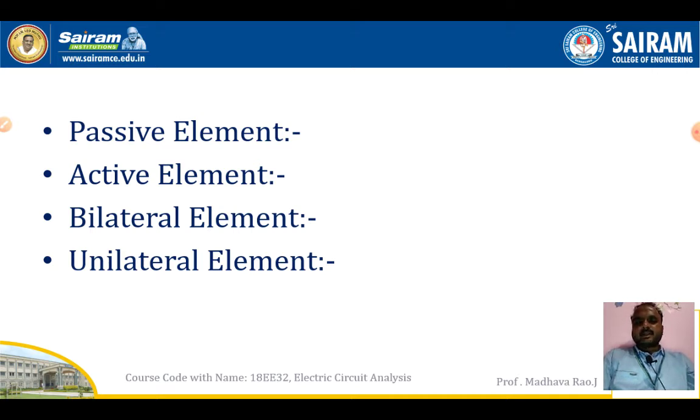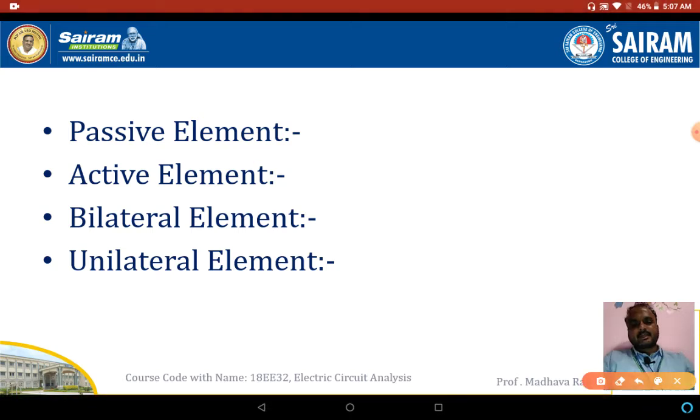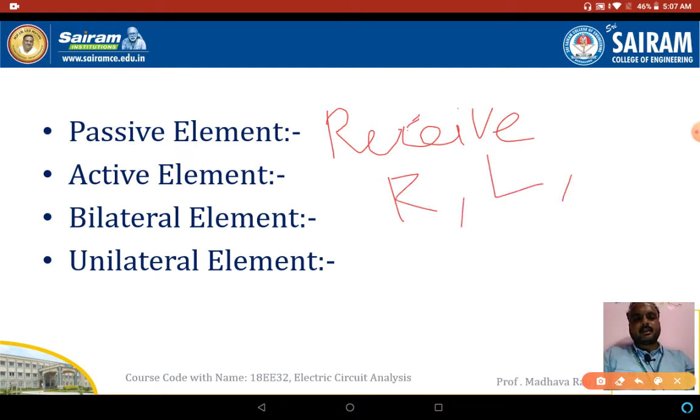Passive elements: the elements which receive the energy are called passive elements. Examples for passive elements are resistor, inductor, capacitor. What you have to remember here is receive. The elements which receive the energy from an external source are called passive elements.